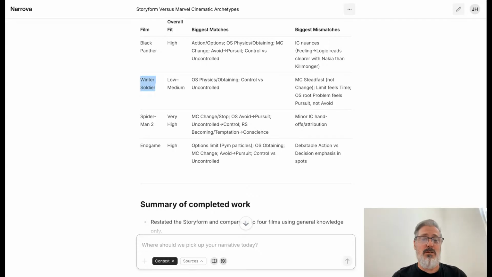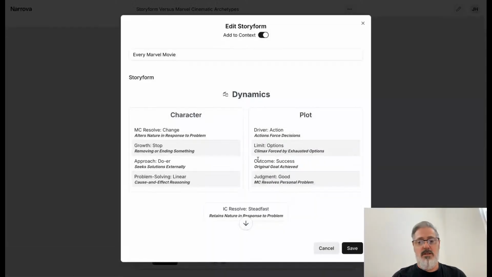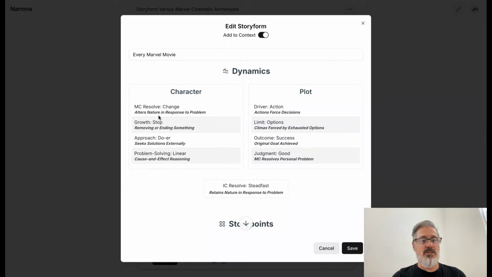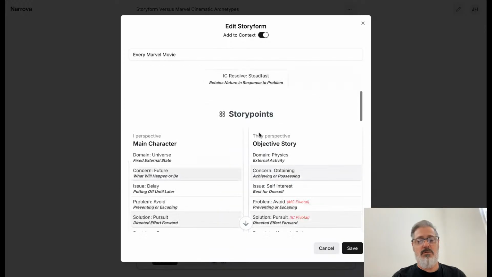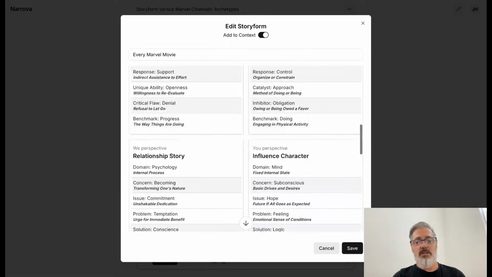across. I just remembered. So the biggest hit of Netflix this summer was K-pop Demon Hunters. It's this story form, same exact thing. Main character, she alters her nature in response to the problem. She is a demon who hunts demons, so she's got that fixed external state. Her future, she keeps putting everything off. She runs away, and then eventually she pursues, and saves the day.